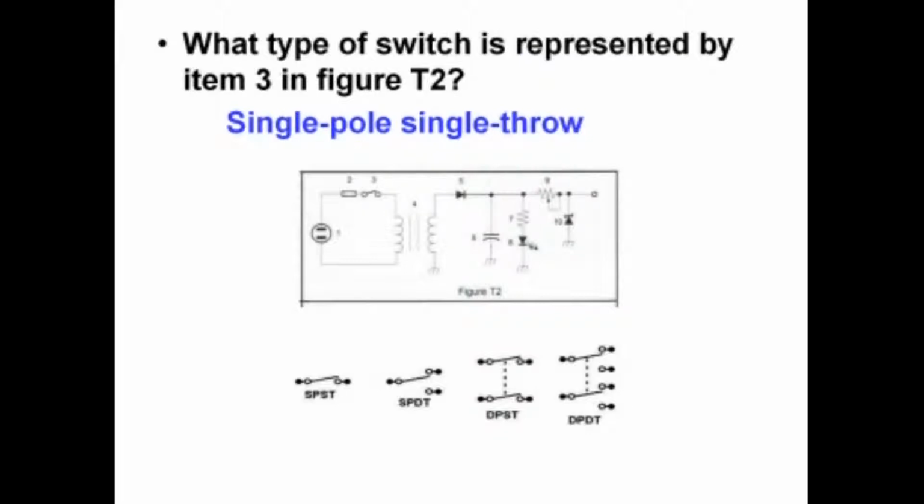What type of switch is represented by item 3 in figure T2? Okay, here it is right here. And it's that simple on and off switch, isn't it? It's the single pole, single throw switch, a simple off and on like this one. Single pole, single throw.